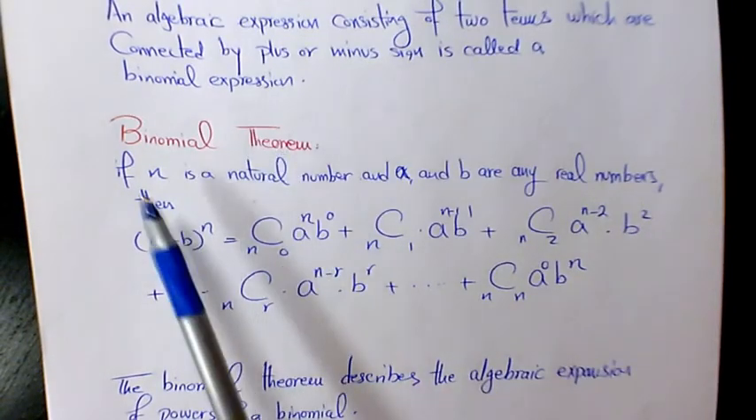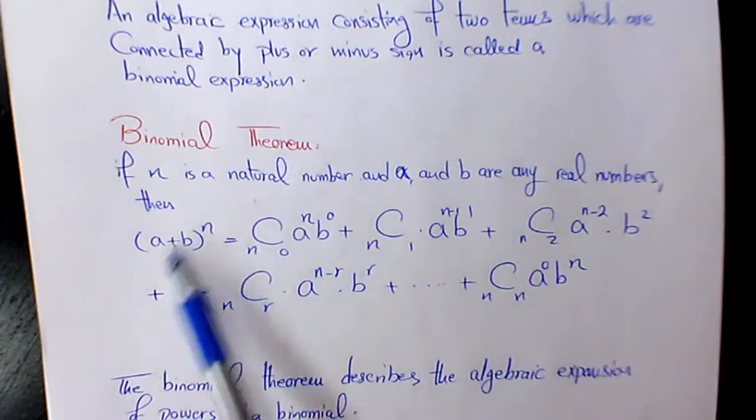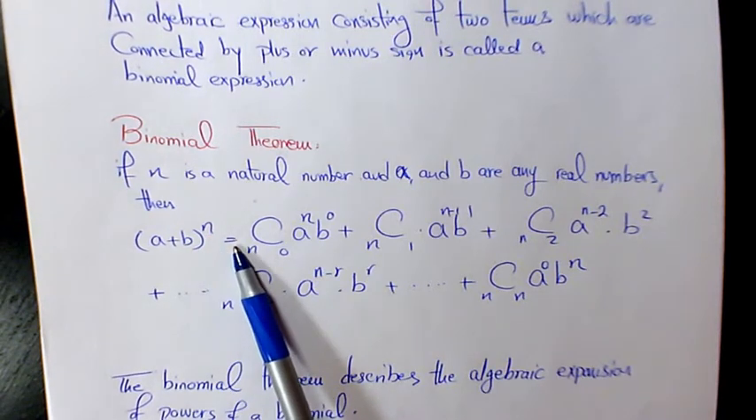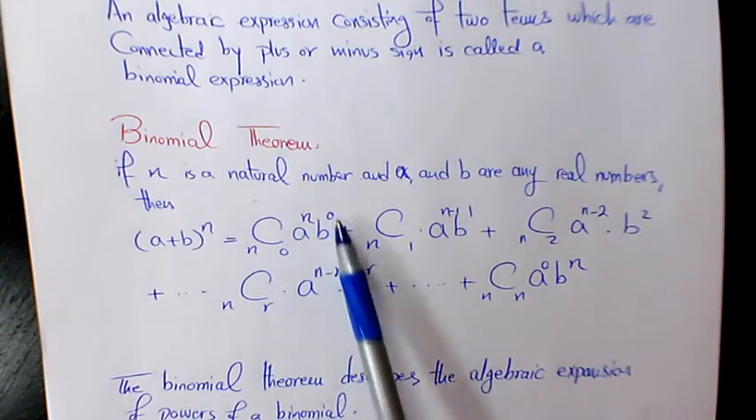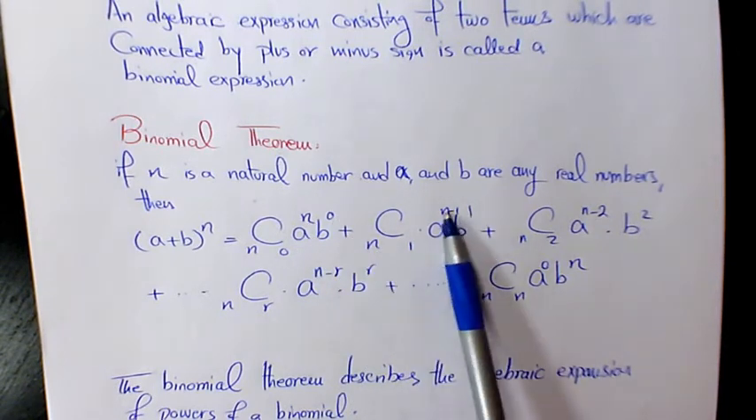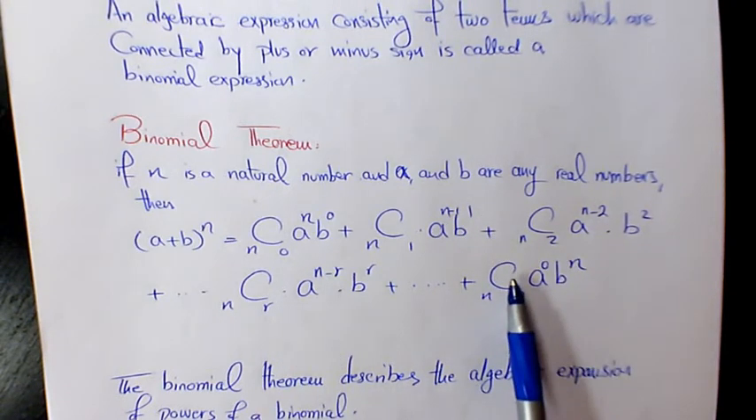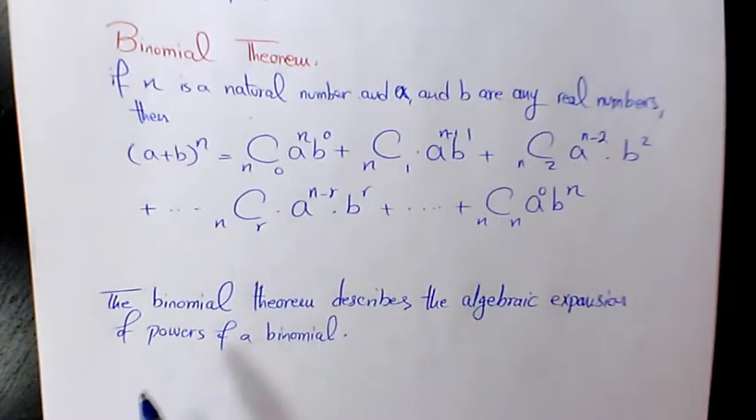Binomial theorem: if n is a natural number and a and b are any real numbers, then we can say (a + b)^n equals C(n,0) a^n b^0 plus C(n,1) a^(n-1) b^1 and so on, up to C(n,n) a^0 b^n. The binomial theorem describes the algebraic expansion of powers of a binomial.